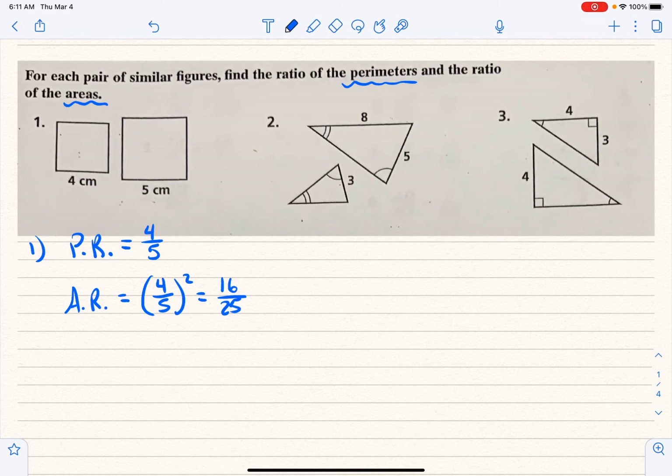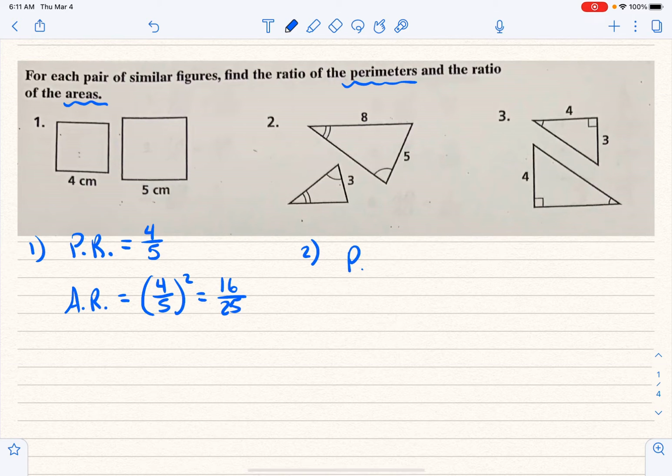Done. Number 2. Okay, number 2 is a little bit tricky because it gives us multiple sides. And we got to make sure we're comparing corresponding sides. So I look at 5. 5 is adjacent to the angle with one arc, and so is 3. 3 is adjacent to the angle with one arc. And so those two angles correspond to each other. And so I could say this one is 3 to 5. So that is the perimeter ratio.